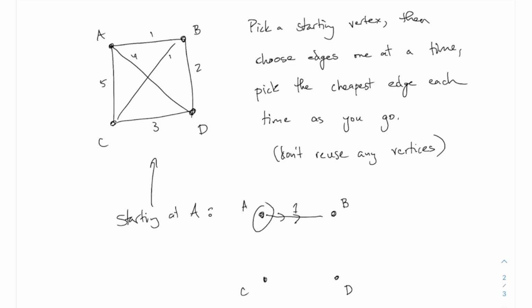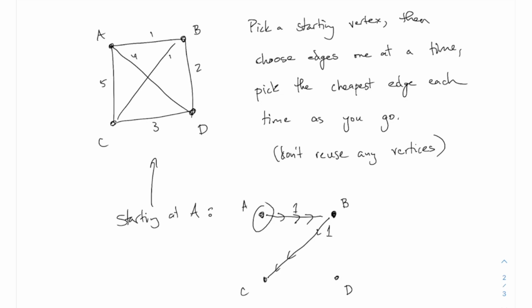So I go this way, and now I look from B. From here, what are my choices? I have two other edges to choose from. It's the 1 or the 2. Which one do I pick? I pick the 1, because I'm using the lowest weight edge every time. So I go down this way now, and that was also a 1, right?